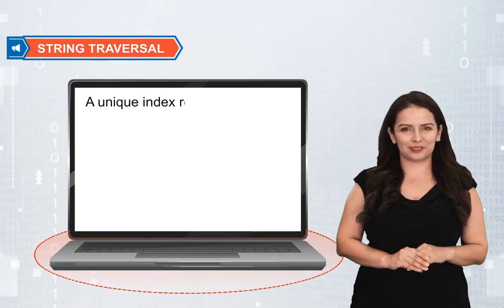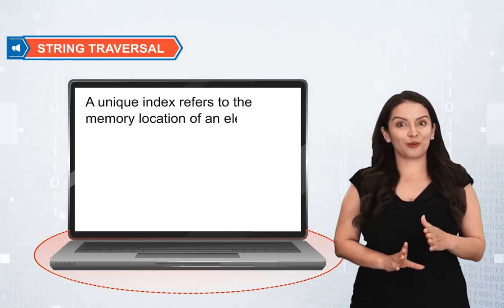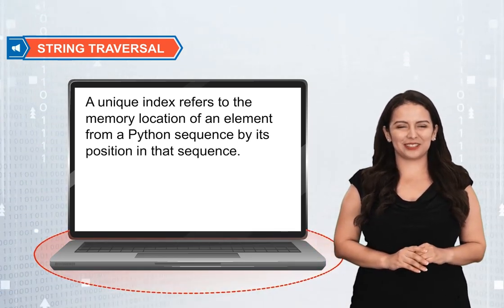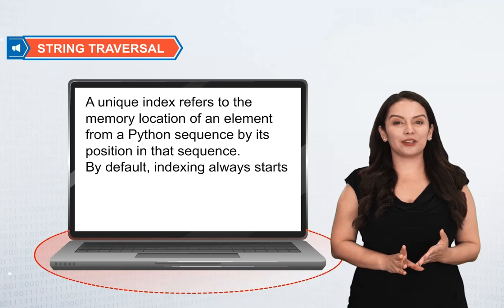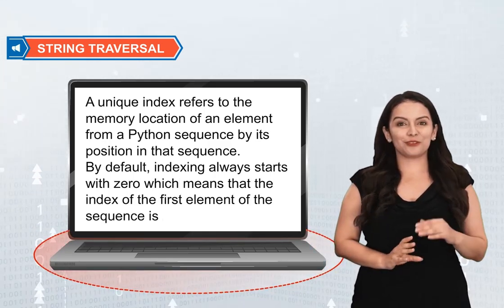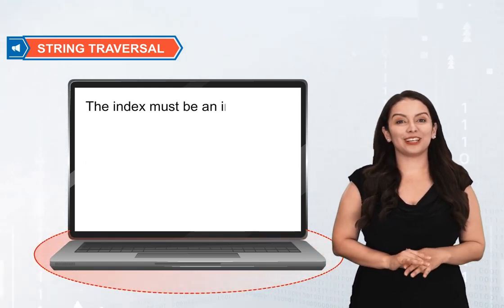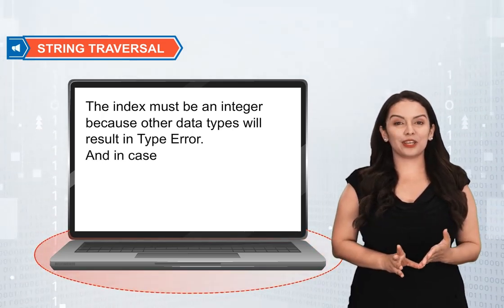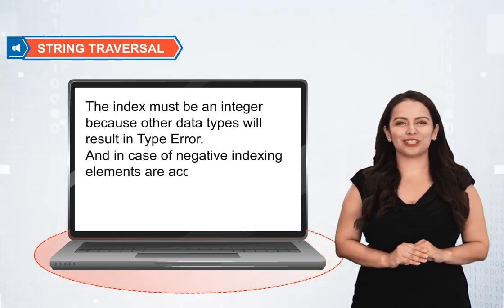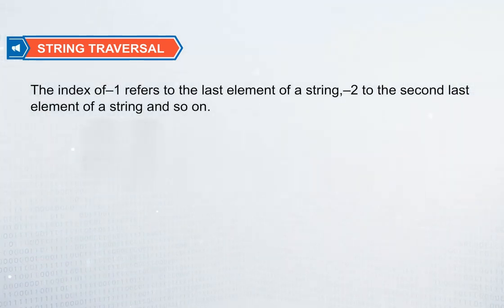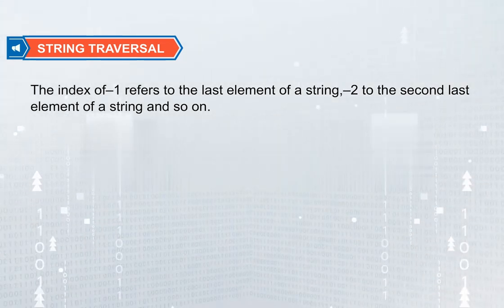A unique index refers to the memory location of an element from a Python sequence by its position in that sequence. By default, indexing always starts with 0, which means that the index of the first element of the sequence is 0. The index must be an integer because other data types will result in a type error. In the case of negative indexing, elements are accessed from the end of the string. The index of -1 refers to the last element of a string, -2 to the second last element, and so on.